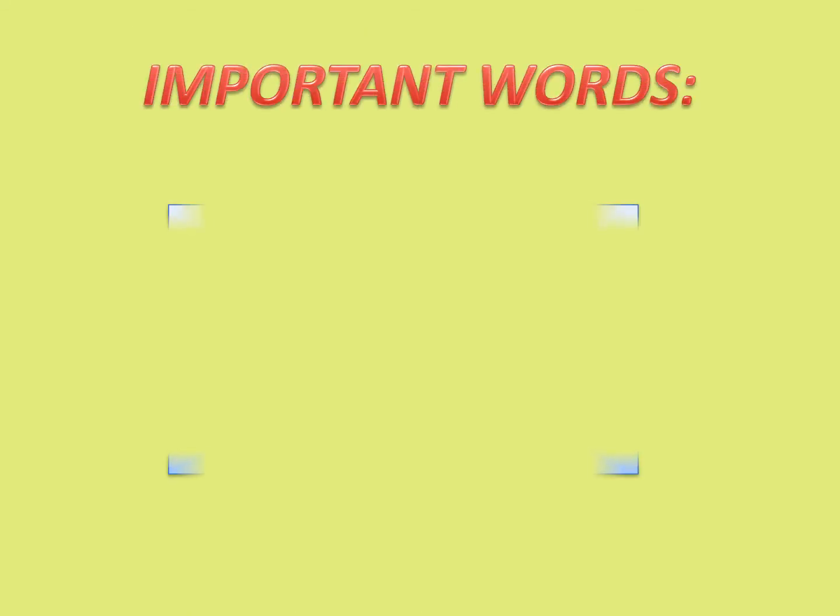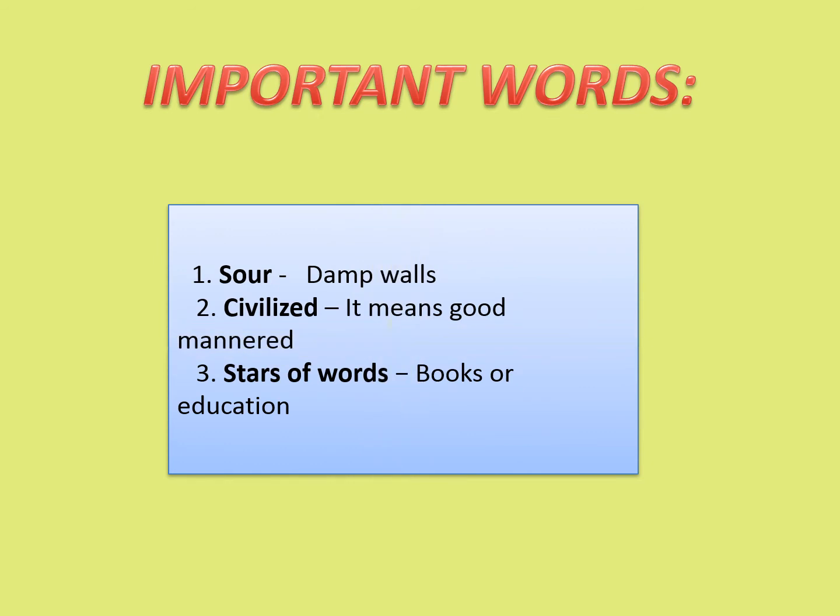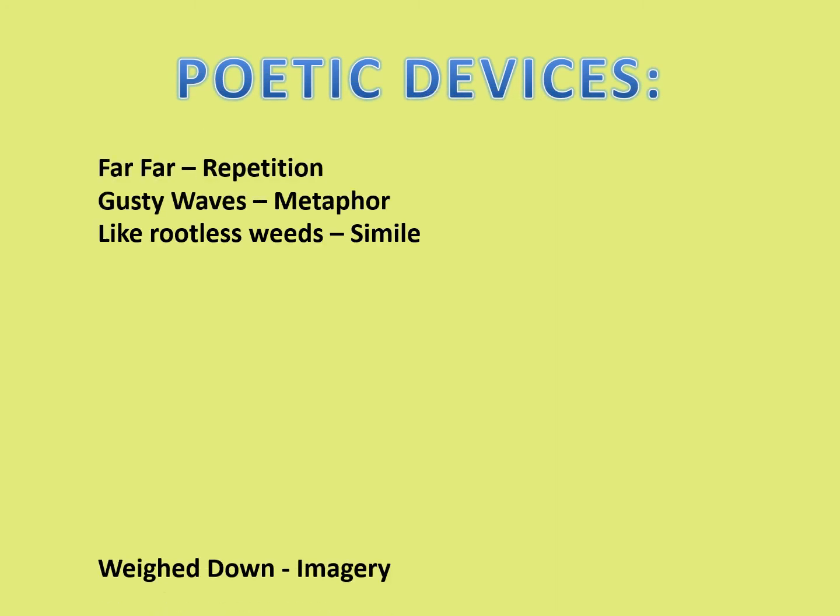So important words are here: soar, civilized, stars or words. Third stanza we are having. Or before that, the poetic devices of first two stanzas.